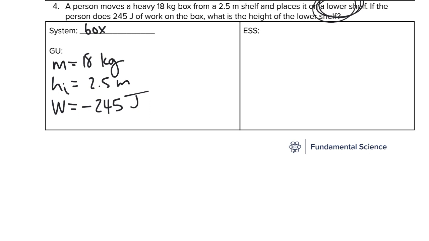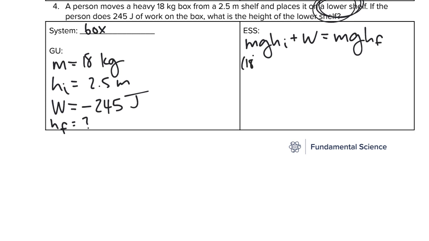And then we also know gravity is 9.8. And the question is, what is the height of the lower shelf? So that's the one it's moving down to, which means we're looking for a height final. We're going to use the same equation. The setup of the equation is not bad. The hard part of this question is remembering that negative. But let's go ahead and do the algebra out.